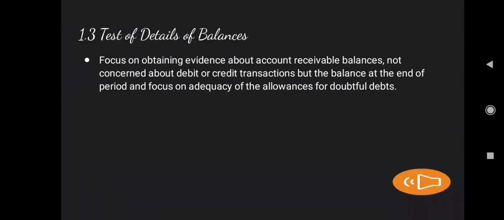The last substantive procedure is test of details of balances. This test will be focusing on obtaining evidence about accounts receivable balances, and it is not concerned about debit or credit transactions, but the balance at the end of the period and focus on adequacy of the allowances for doubtful debts.